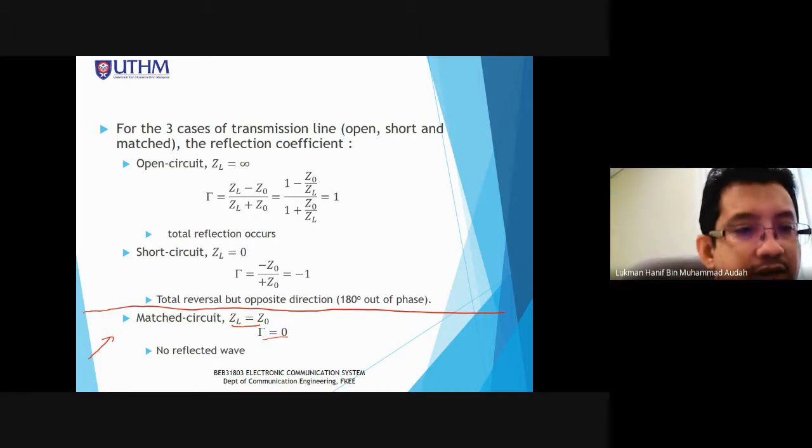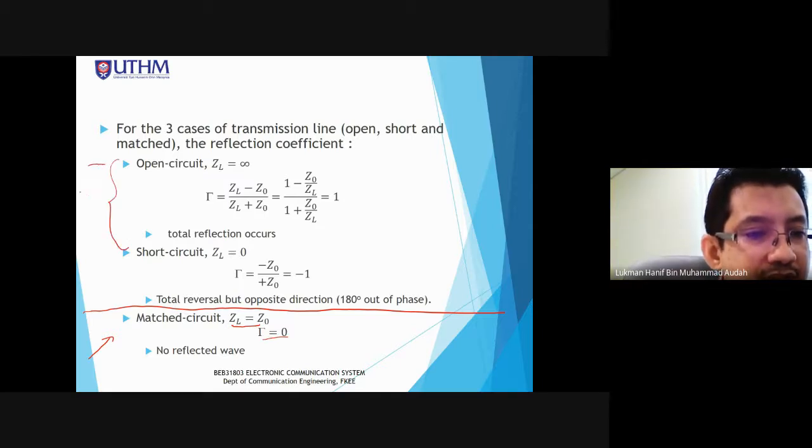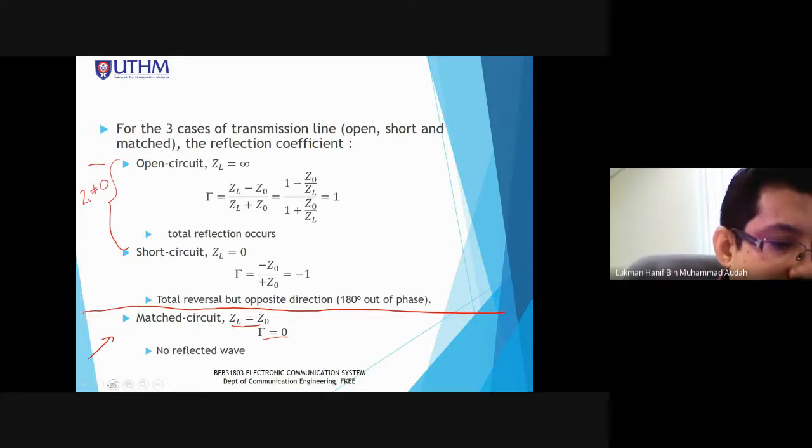Okay. Kemudian kita lihat yang atas ni. Untuk kedua-dua atas ini, ZL not equal to 0. Sorry, ZL not equal to Z0.